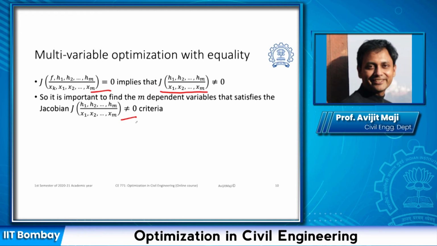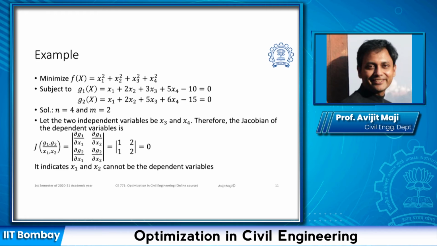Let us look into one of the examples to understand this process better. Here in this example, we have the objective function which we want to minimize, and we have two constraints, and these are the two equality constraints. So here we have the number of variables equal to 4 and the number of constraints equal to 2. So first we have to assume which variables are going to be the independent variables.